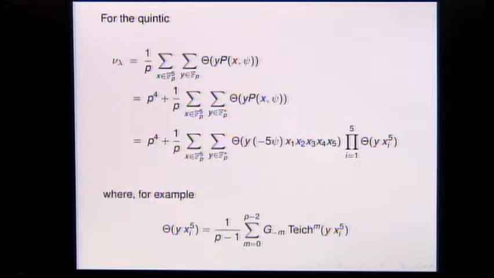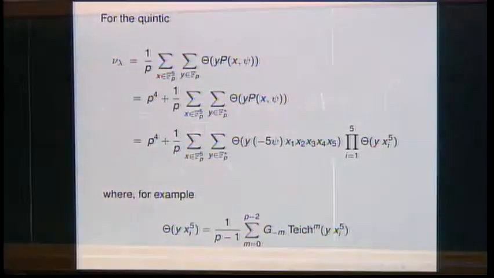So for the quintic, this is the formula. This is the character. I'm splitting: I'm taking first the value when y is zero, which gives you a one here, but then you're summing over x, so this gives you p to the 5 over p, this first term. And then we have a second term, which is a sum over y in F_p star only. Then we use the additivity property of this character, and we insert the polynomial that is here on the board. We insert it in here.